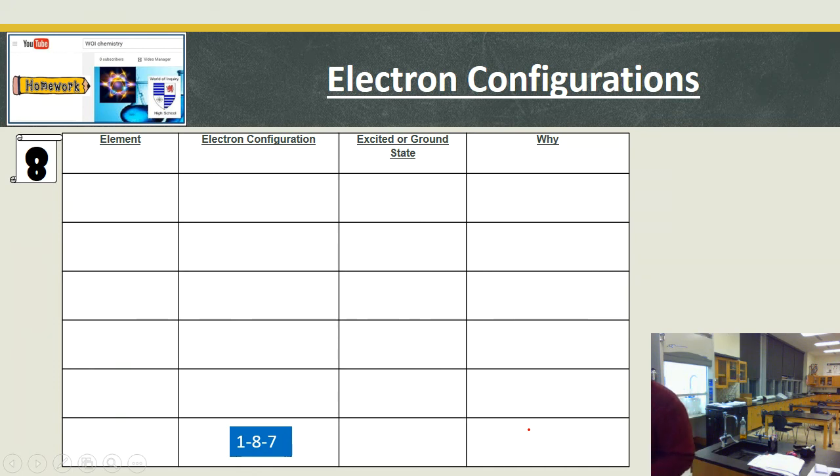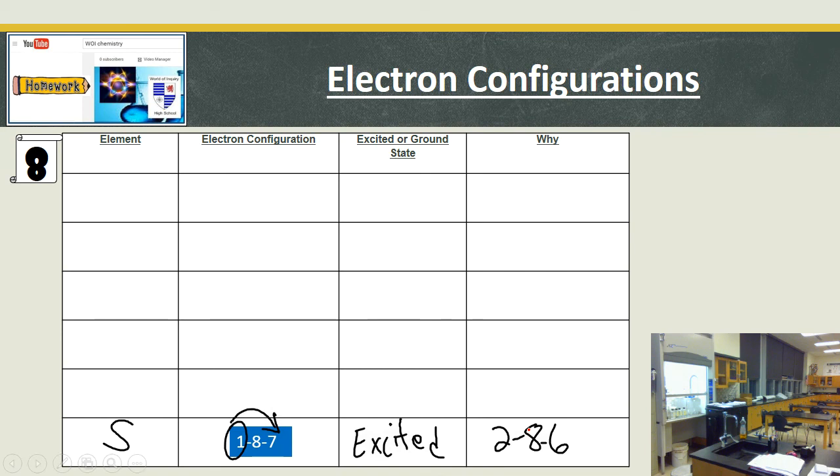Okay, 1, 8, 7. 8 and 7 is 15, and 1 is 16. Element 16, again, is sulfur. And sulfur's electron configuration is 2, 8, 6. In this case, I took 1 from the first energy level and jumped it all the way up 2 spaces. So this is excited.